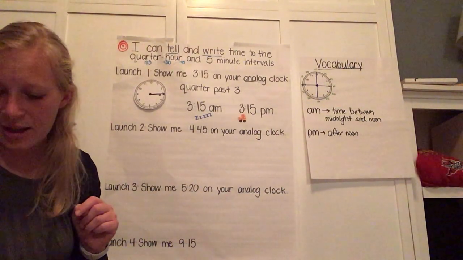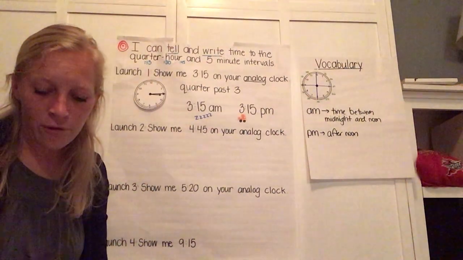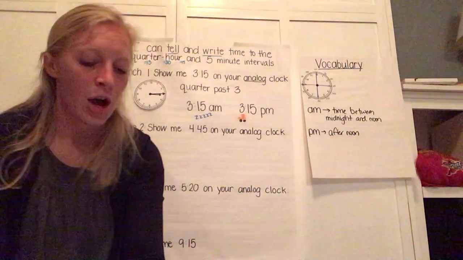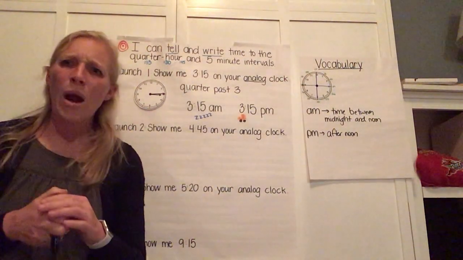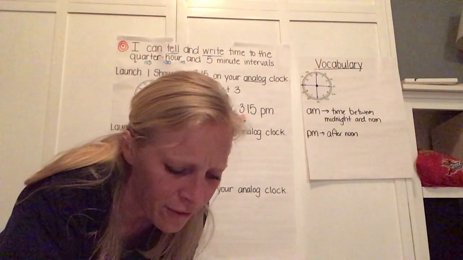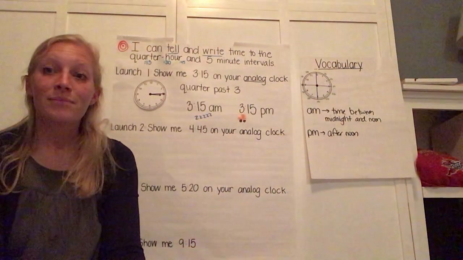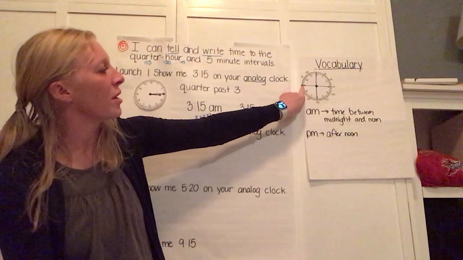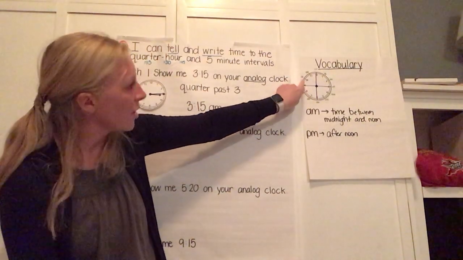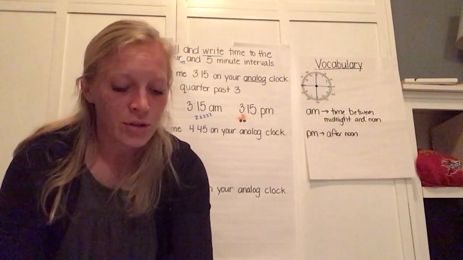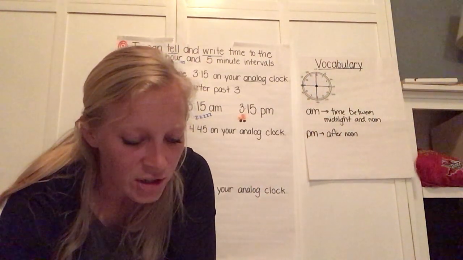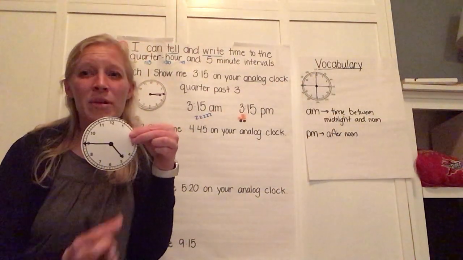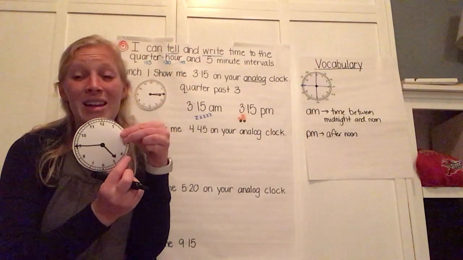All right, friends, are you ready? 4:45. What will that time look like? Where will my hour hand go? Why will it be closer to my 5 than my 4? Because if my minute hand has gone all the way around to my 45, it's closer to my next hour. So my minute hand's going to be stretching all the way to my 9. And then my hour hand is going to be closer to my 5 than it is to my 4.